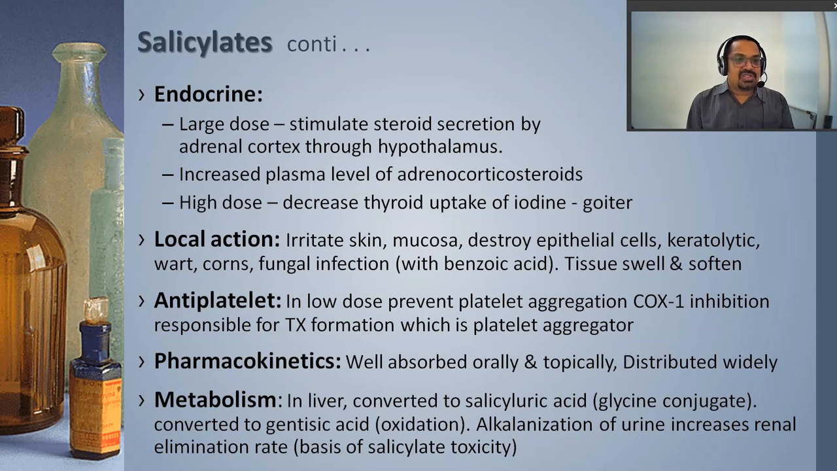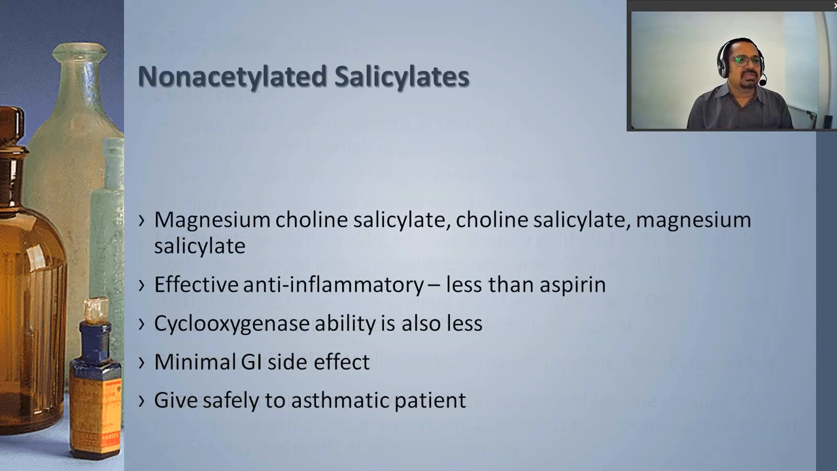They possess the antiplatelet action, one of the best actions found here, and in low dose they prevent aggregation by COX-1 inhibition. The mechanism we have already seen, responsible for thromboxane formation. Thromboxane formation will be inhibited, and in that way platelet aggregation will be blocked. As far as the pharmacokinetic properties are concerned, they are well absorbed orally and applied topically, and distributed widely all over the body. They are metabolized in the liver and converted to salicylic acid, glycine conjugate of salicylic acid, and oxidation products. Alkalinization of urine increases the renal elimination, and may be the basis of salicylate toxicity.